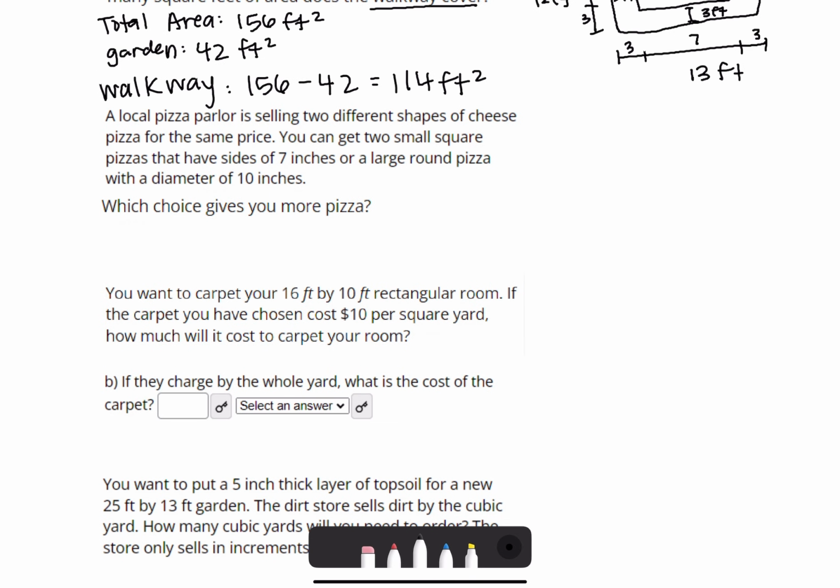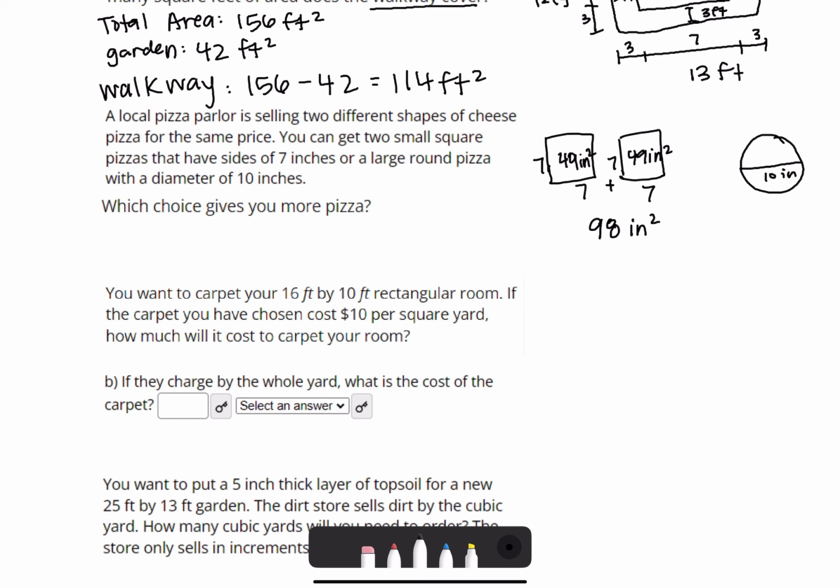Next is a local pizza parlor that's selling 2 different shapes of cheese pizza for the same price. You can get 2 small square pizzas that are 7 inches on the side, or you can get a 10-inch round pizza. So each of these small pizzas is 49 square inches. So when you add that together, that's 98 square inches of pizza.